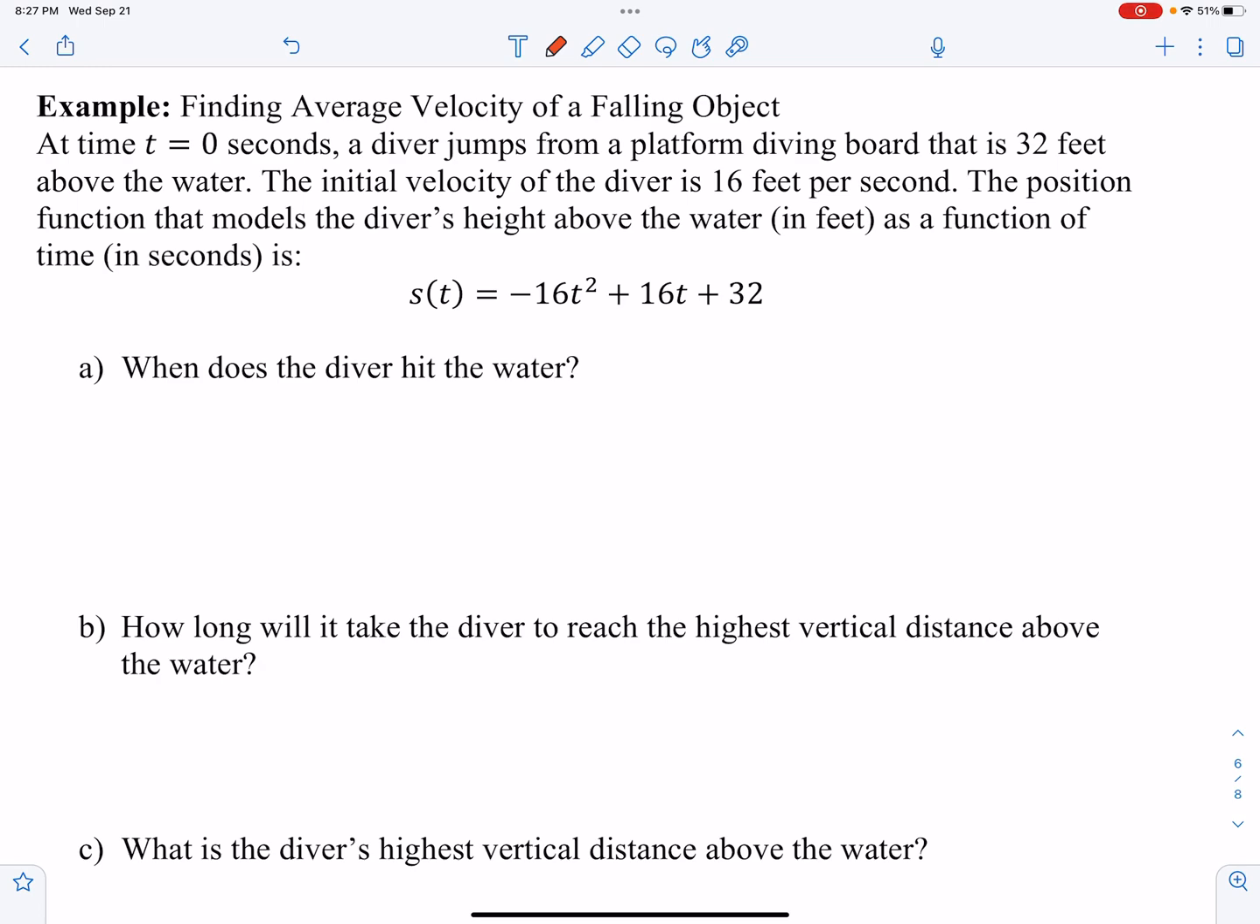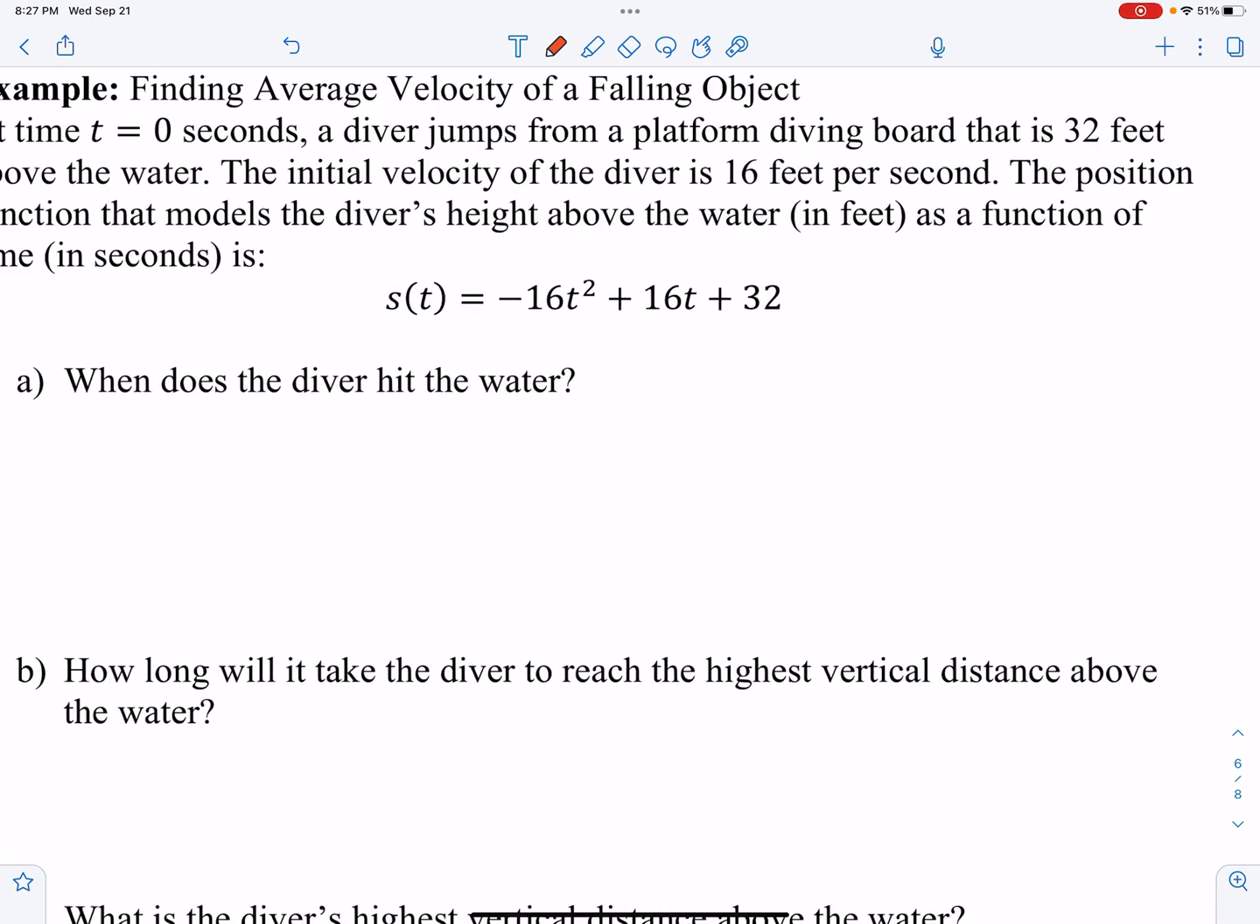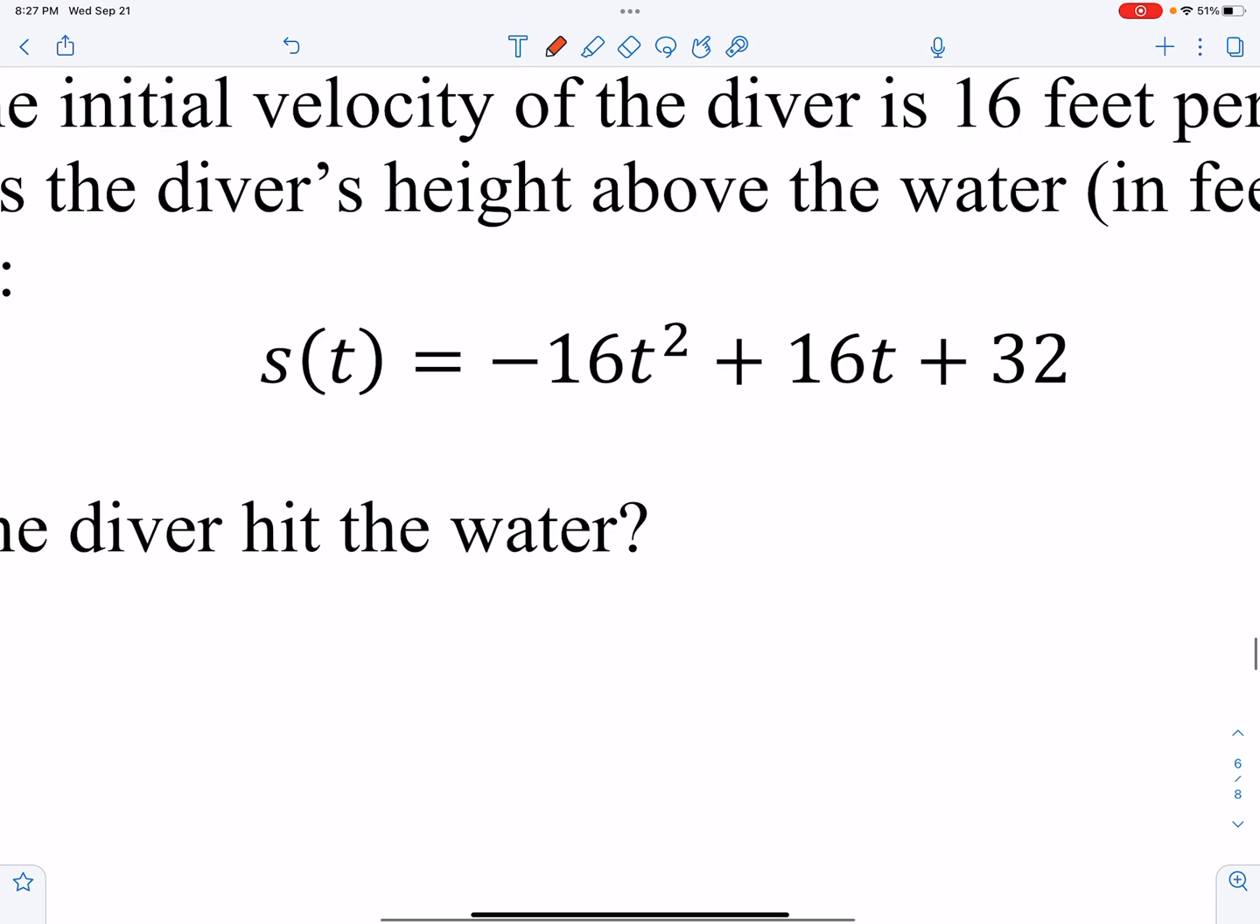This is not a calculus question. These first few questions are actually not going to be calculus questions, but they'll be algebra questions. So let's first think about this function. S of t represents height above the water in feet for the diver. So height in feet, and that's S of t. t is time in seconds.